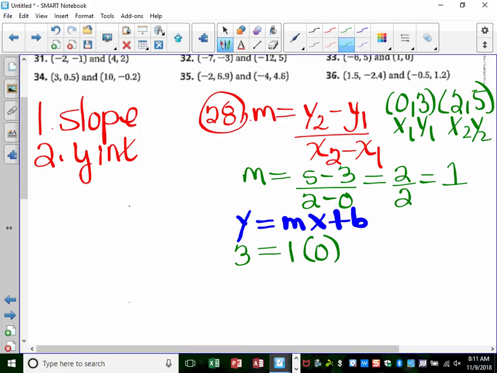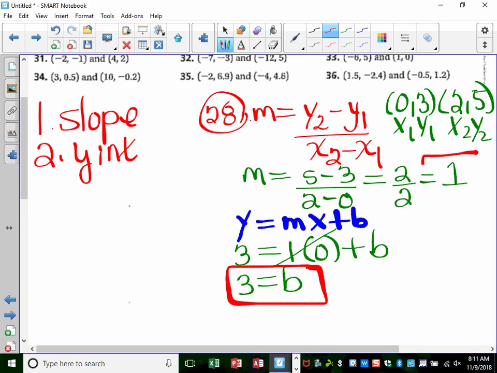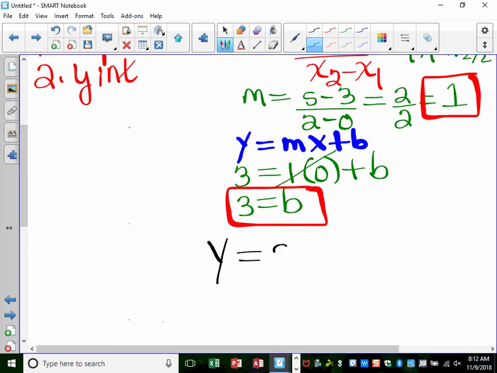0, plus b. Anything times 0 is 0. That was pretty easy. So b equals 3. Now I have the 2 things I needed, b and m. So who can tell me how to write this in slope-intercept form? Because I have the 2 numbers that I need to put it into that y equals mx plus b form. Yes? Y equals 1x plus 3. All right, and we actually just say y equals x plus 3. We do know there is an invisible 1 here, but we do not write it.